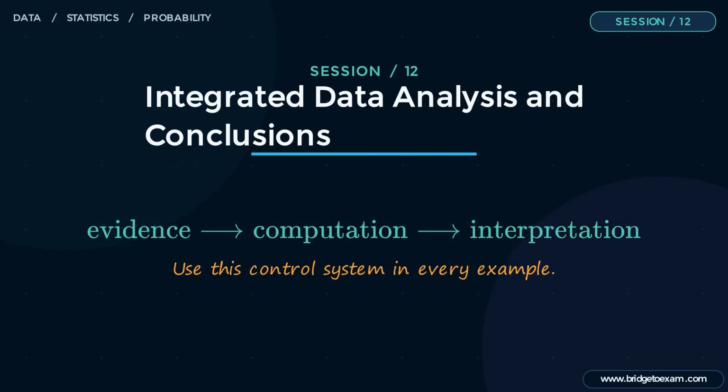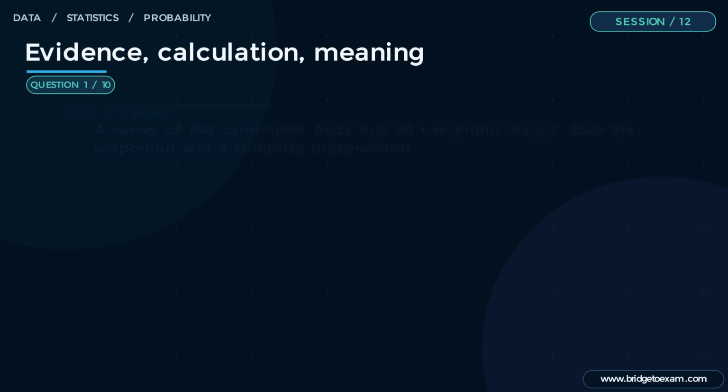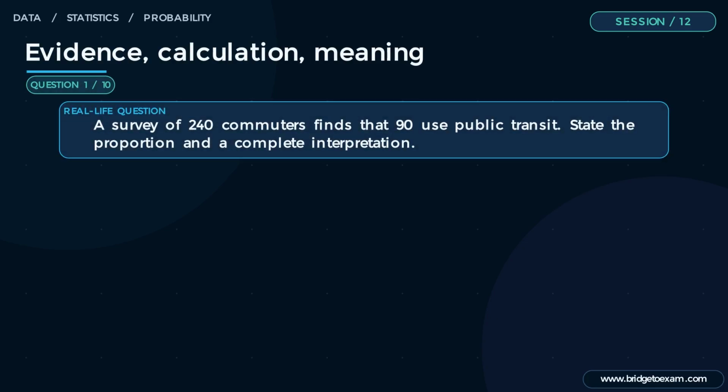Identify the group and denominator, compute with units, then state exactly what the result describes without claiming more than the evidence supports. Example 1. A survey of 240 commuters finds that 90 use public transit. State the proportion and a complete interpretation.